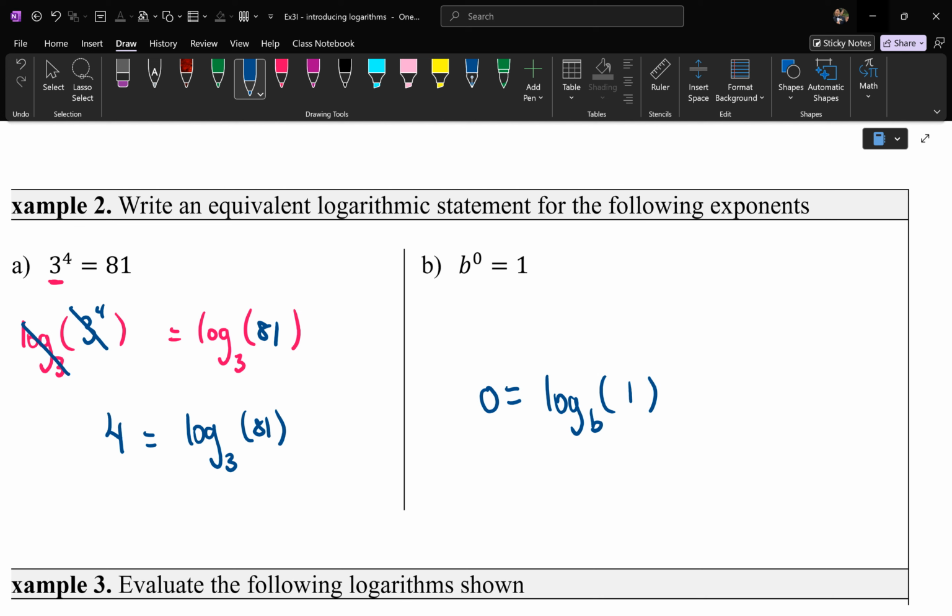So if you couldn't do that conversion, that's okay. Take your time to do the algebra component. If you weren't sure, you could have done log base b on the left, log base b on the right. These will cancel out, and 0 equals log base b of 1. And you would have got there too.